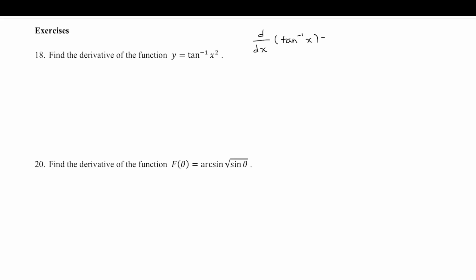So I'm just going to rewrite for a second that the derivative of inverse tan of x is 1 over 1 plus x squared. Now here I have the inverse tan of a function of x. So I actually have to use the chain rule on this, and I'm going to just use this box method.